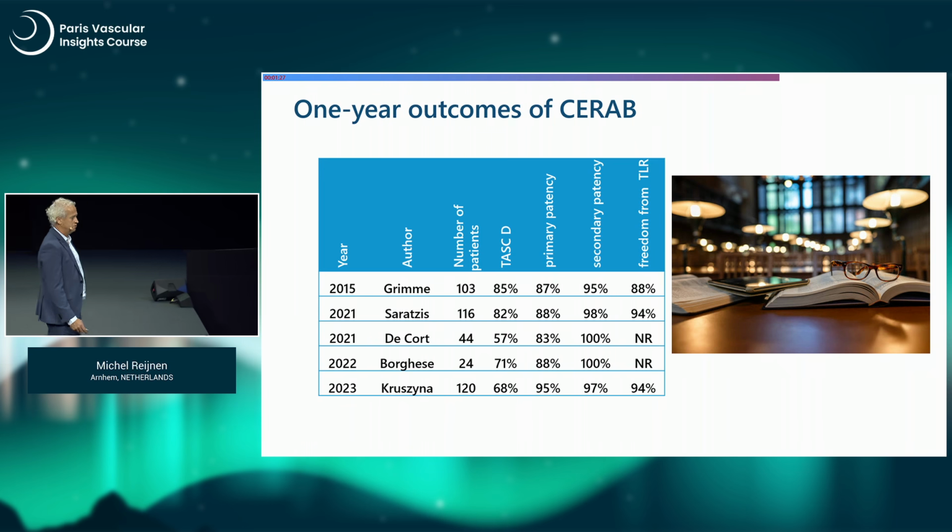Yeah, I fully agree with that. We need randomized data. I've been trying to set up a randomized trial of kissing stent versus CERAB, but it's very hard to do. The sample sizes are huge, and it's hard to select the right patients for such a study. Makes it difficult.